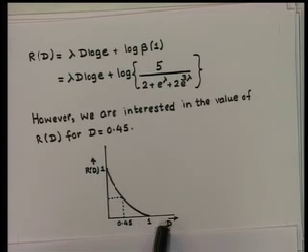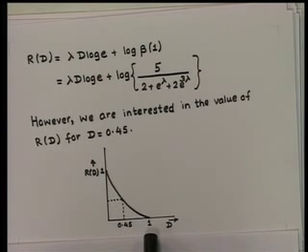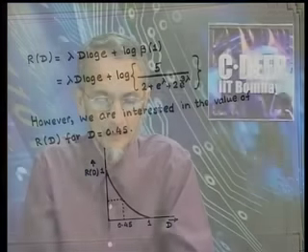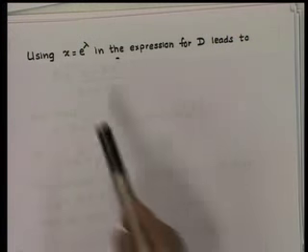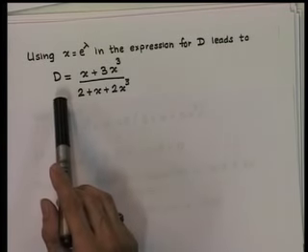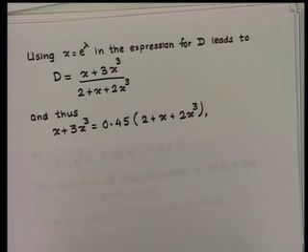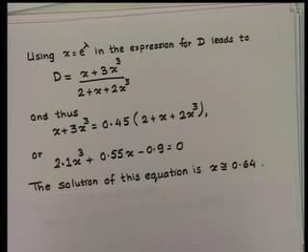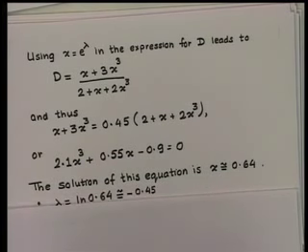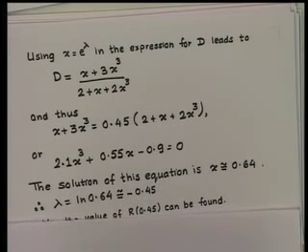For R d equal to 0, d is equal to 1, and for R d equal to 0, maximum distortion is equal to 1. So, if we use x equal to e to the power lambda in the expression for d, this leads to d is equal to this quantity, and we can solve this quantity as follows, and the solution of this equation is x is approximately equal to 0.64. Therefore, logarithmic of this term is equal to minus 0.45.